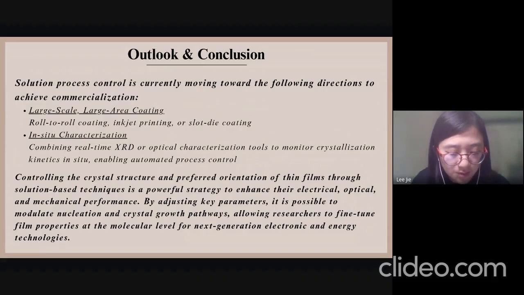In situ characterization, combining real-time XRD or optical characterization tools to monitor crystallization kinetics in situ during the thin film deposition and solvent evaporation drying process, enabling automatic process control.